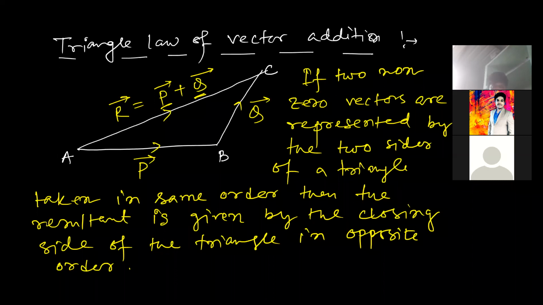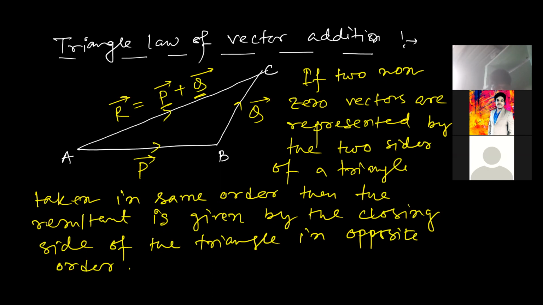Yes, sir. Okay. Now we proceed to find the magnitude of this resultant vector. Because in this case, we have represented R vector equals P vector plus Q vector. But this is not the magnitude. This is actually the vector representation.